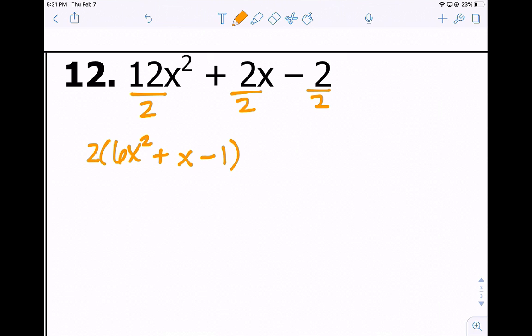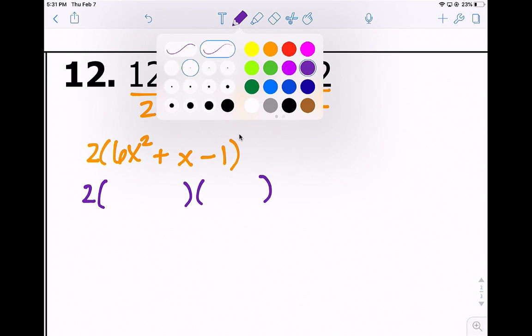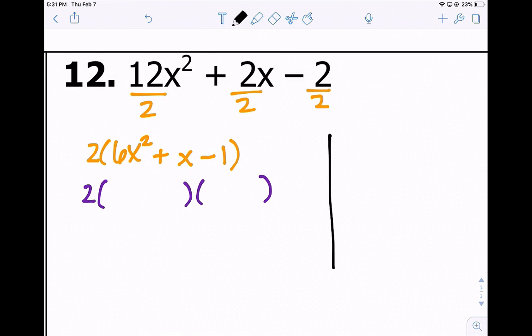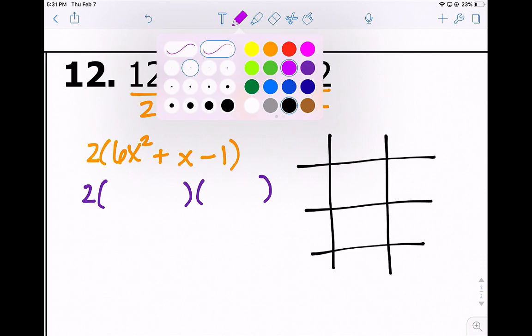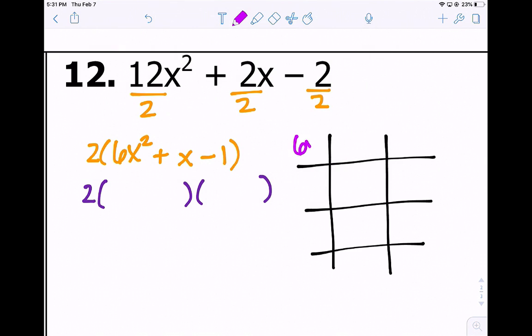From there, now we're going to factor our trinomial. I'm going to go ahead this time and remember to bring down my 2, and then I'm going to have 2 binomials from factoring this trinomial. The way we factor a trinomial is we use the tic-tac-toe method. So we're going to draw our tic-tac-toe grid. And we'll fill in our pieces. So we have 6x squared as our first term in the top left, x in the bottom right, that's our middle term, and -1 in the top middle.